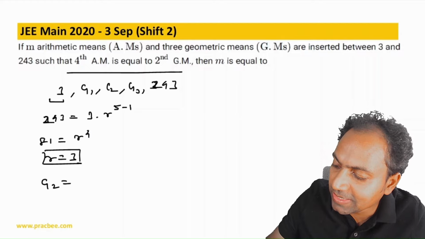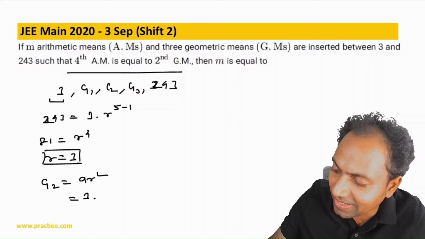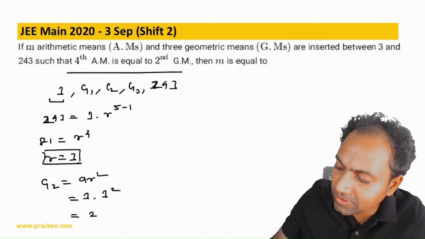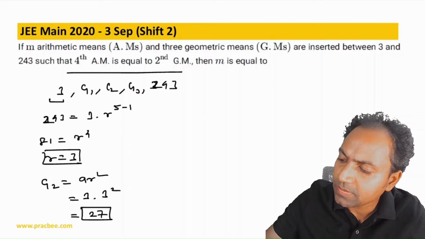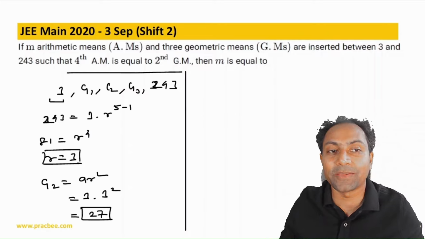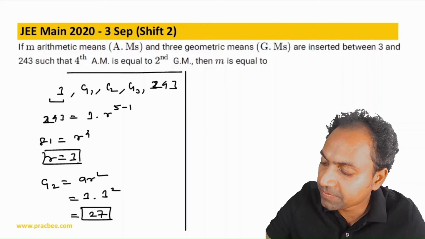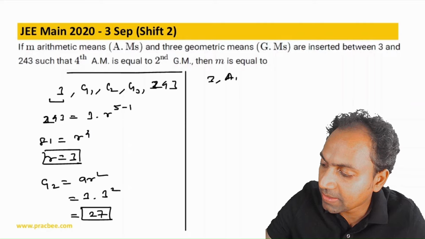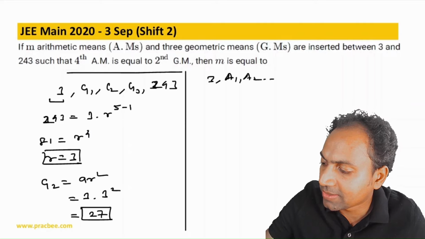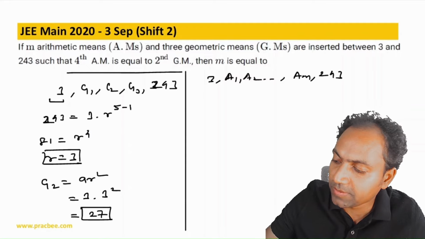So G2 is nothing but AR square, where A was 3 and R is also 3. So this becomes nothing but 27. Now let us go into the domain of arithmetic means. Now what they're saying about arithmetic mean is, if I have M arithmetic means, then 3, A1, A2 like this, then we will go till AM and then 243 will come.